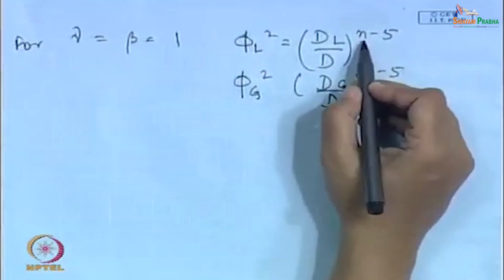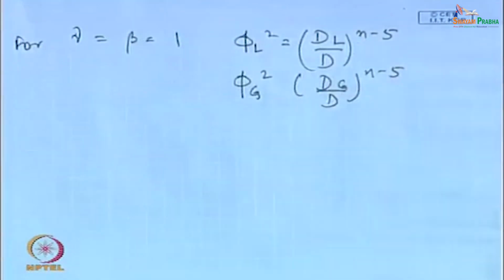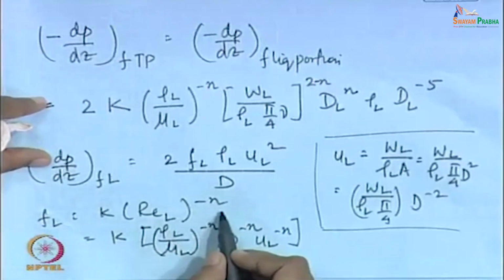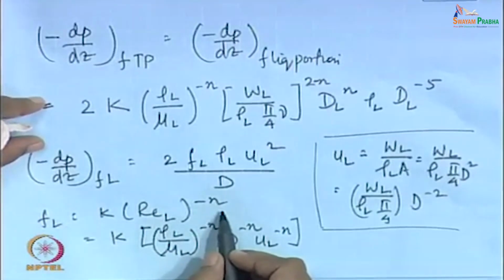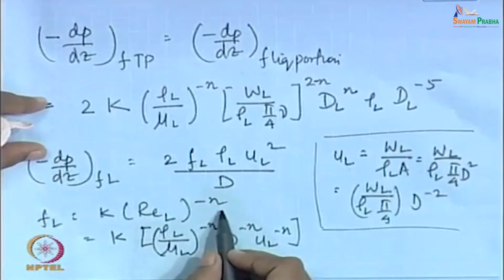Where what is n? This n we have arrived at from the basic equation relating friction factor and Reynolds number by a Blasius type of relation. For laminar flow, what is the value of this n? And for turbulent flow, what is the value of this n if we assume Blasius equation? 0.25 or 1 by 4th.